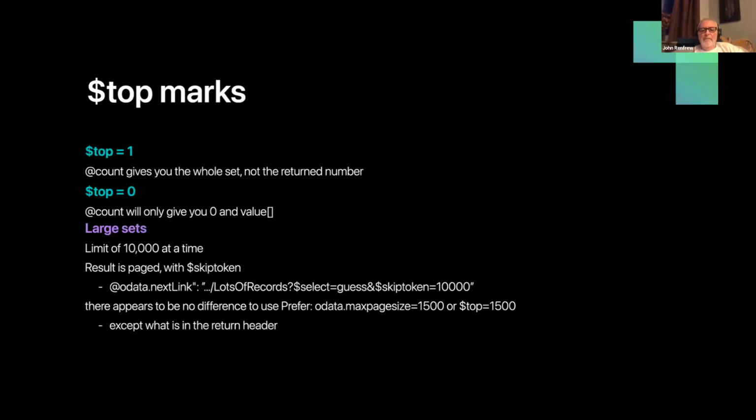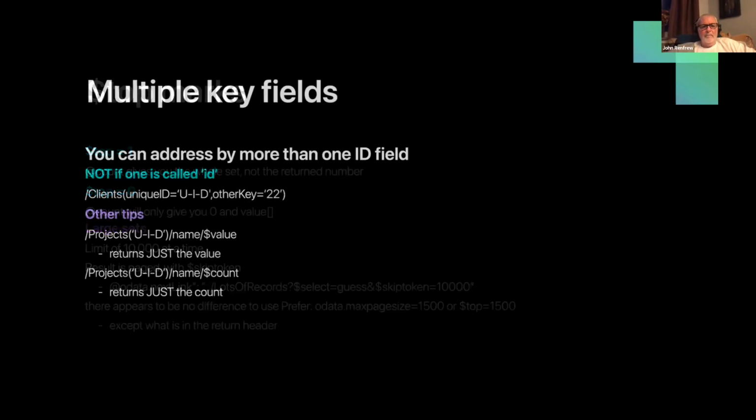You can limit the records you get back in two ways. $top in the query, but in the header, you can use this Prefer header, Prefer odata.maxpagesize=1500. So you can limit it in both ways. In all my tests, there's absolutely no difference in performance. The difference is in what you get back in the return header.